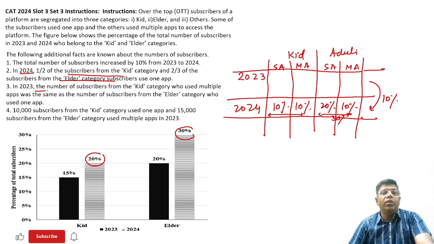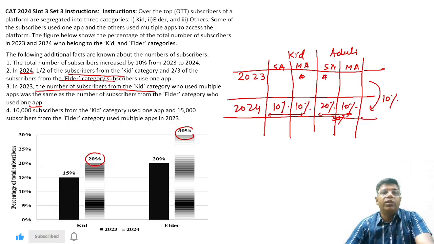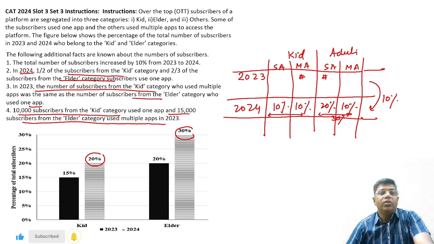In 2023, the number of subscribers in the kid category who use multiple apps was the same as the number of subscribers from the elder category who use one app. So in 2023, kids who use multiple apps is equal to adults who use a single app. These two values have to be the same as per the given information. 10,000 subscribers in the kid category use one app and 15,000 subscribers in the adult category use multiple apps in 2023. So this value is 10,000.